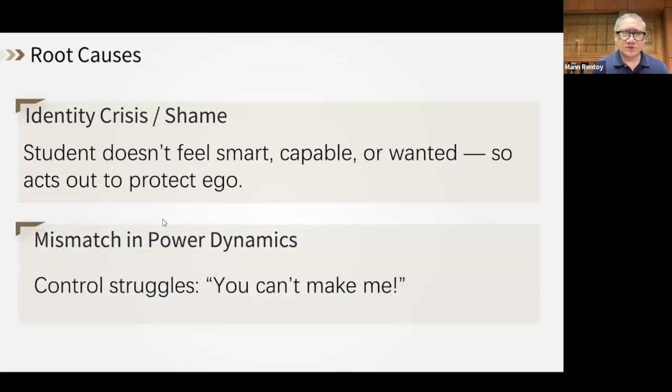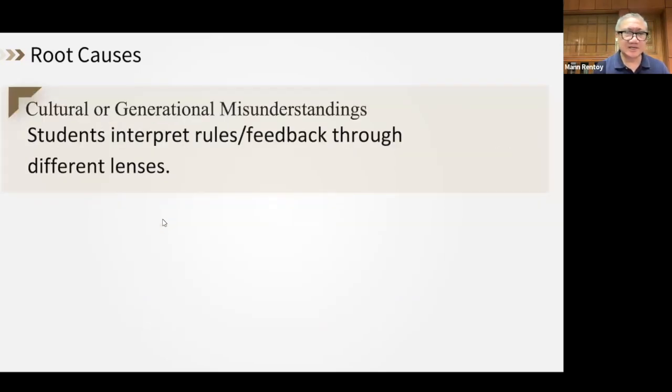Another root cause of disrespect is this mismatch in power dynamics. Of course, the students feel helpless when they are inside the classroom. They know they have to follow rules. They know they have to comply with all the things that the teachers want them to do. And then the struggle to, "No, you cannot make me." That can be a root cause of the disrespect that we see inside the classroom.